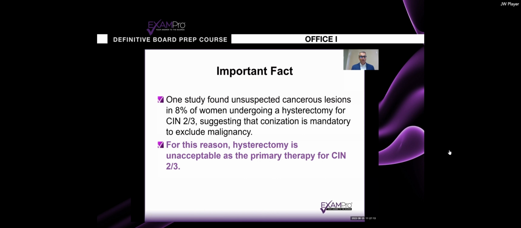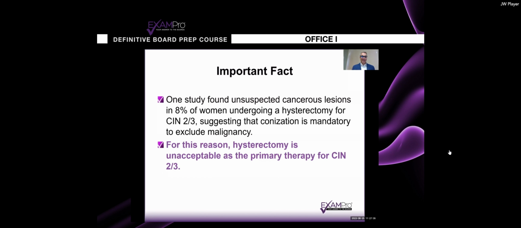So if you have a patient on your case list who had a LEEP or a cone, had a positive margin, and the next step you did was a hysterectomy, you will probably be asked about the staging of cervical cancer, and you'll probably be asked about the treatment of cervical cancer by stage, understanding that a simple hysterectomy is not the treatment for all stages of cervical cancer.